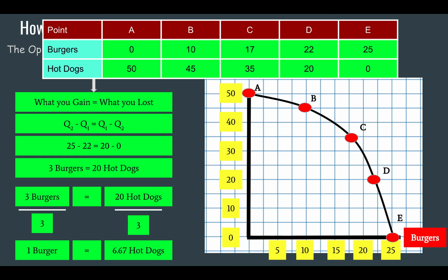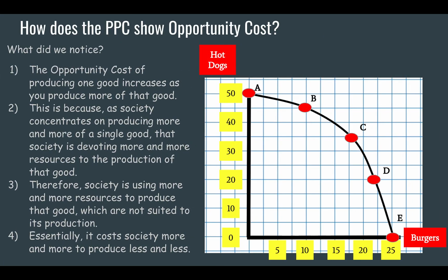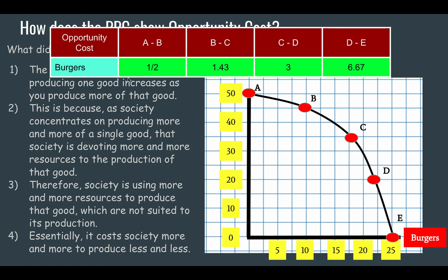Now that's a huge amount, and what I do hope you see is what's going to be explained on the next page. What do we notice? Well, remember this now because I'm going to cover this in a second: the opportunity cost of producing one good increases as you produce more of that good. So this is what happened here with burgers. Moving from A to B, it only cost us half a hot dog to increase the quantity of burgers by 1. Moving from B to C, it cost us almost 3 times that amount in terms of hot dogs to increase the quantity of burgers by 1.